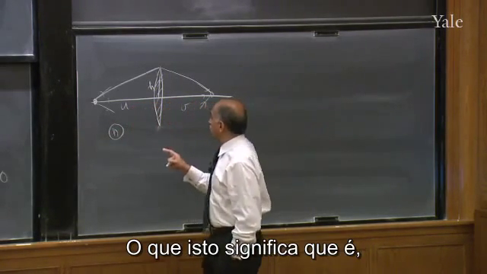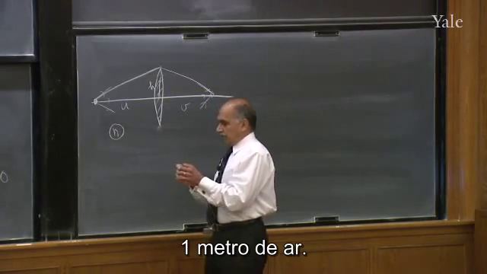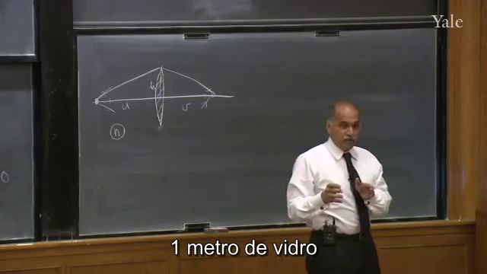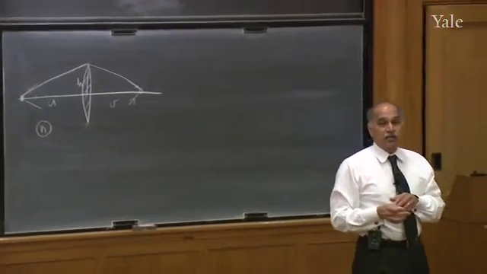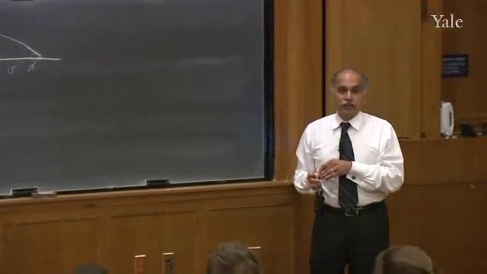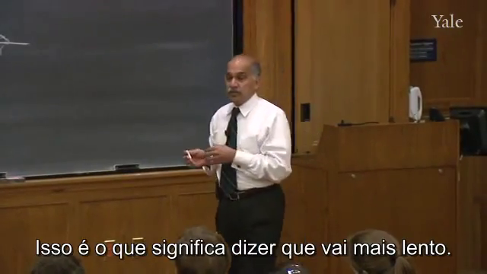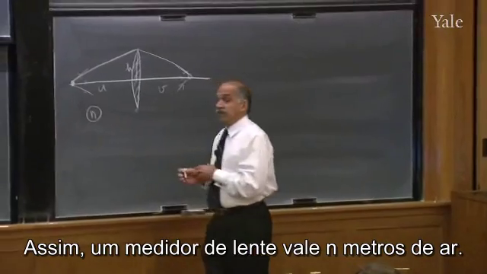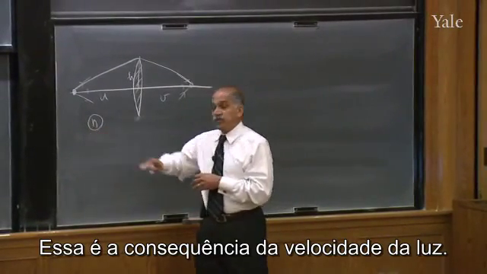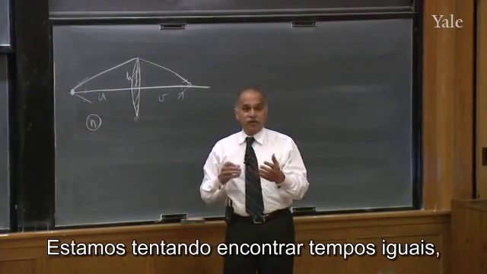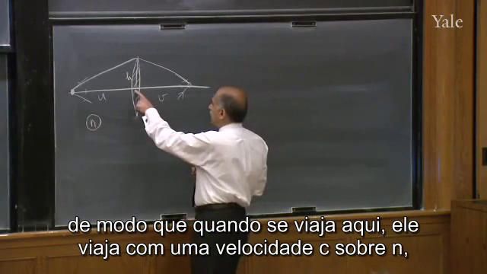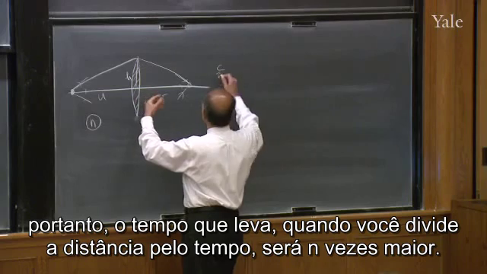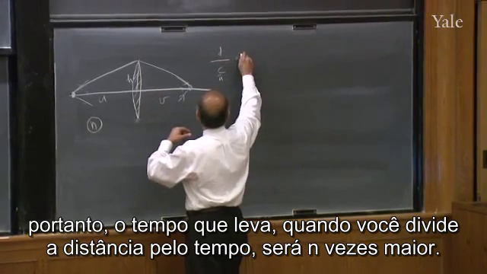What that means is 1 meter in glass is like n meters in air. Do you understand in terms of travel time? Everybody with me? That's what it means to say it goes slower. So a meter of lens is worth n meters of air. That's the consequence of the velocity of light. We're trying to find equal times, so when it travels here, it travels with a velocity c over n. Therefore, the time it takes when you divide the distance by the velocity will be n times as big.